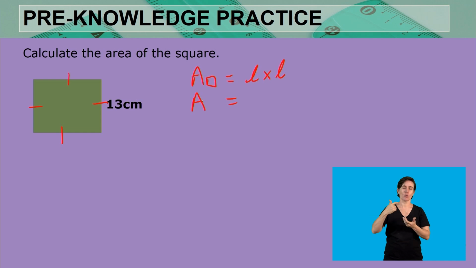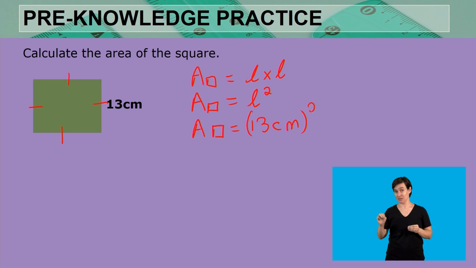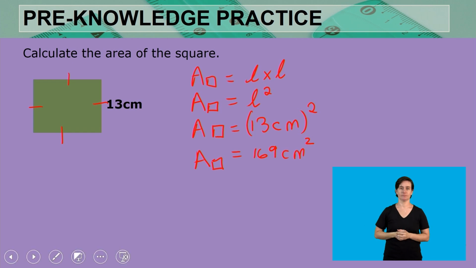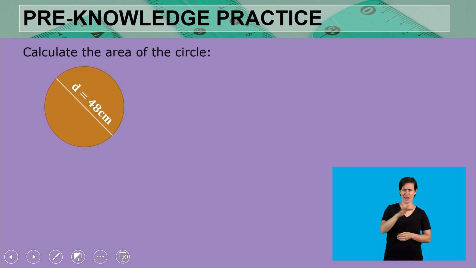So again, the area of a square is length multiplied by the length. But of course, because we know that the sides are equal, we can just say the length squared. And when we substitute our value into there, we have 13 centimeters squared. And that will give us a final answer for the area to be 169 centimeters squared.